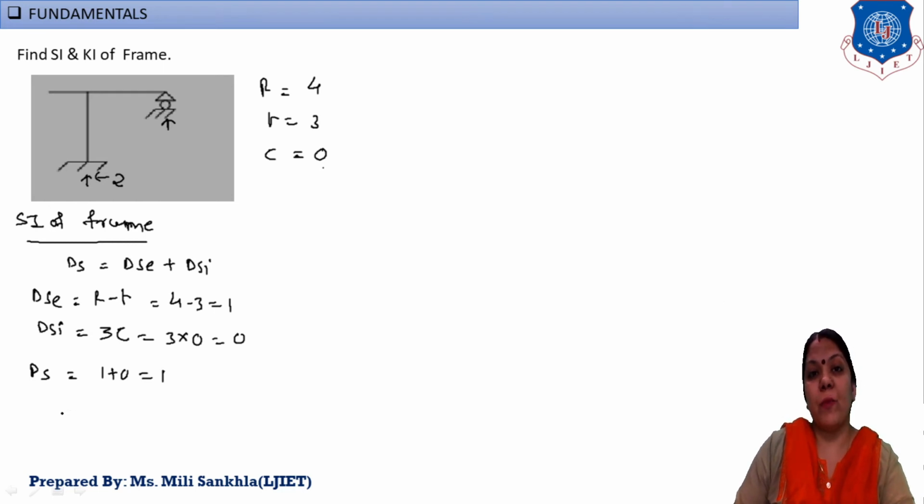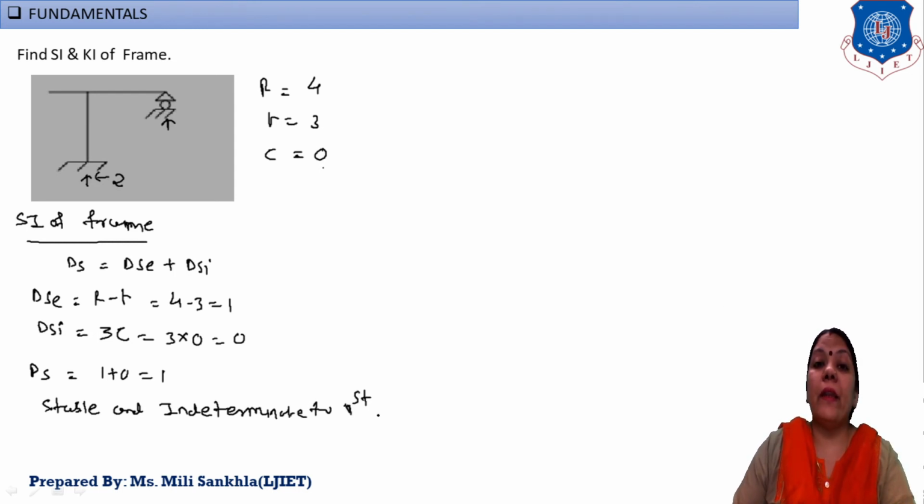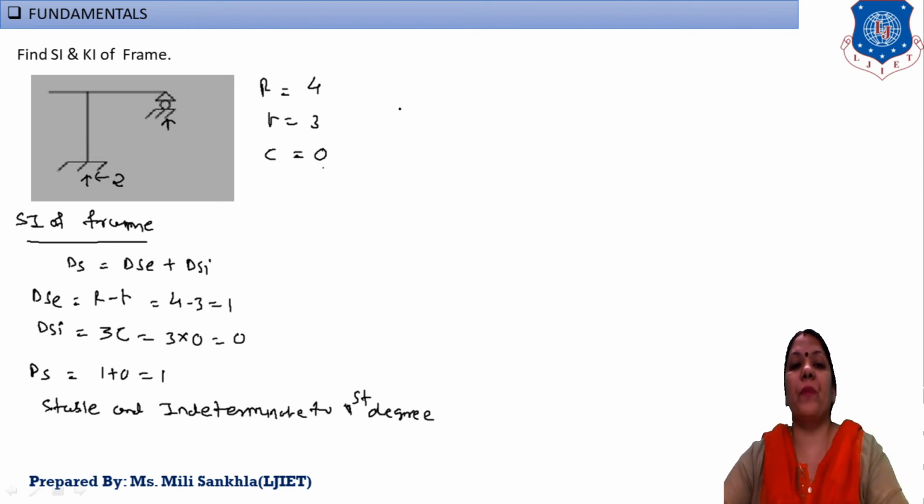Now what is the statement for this frame? Our answer is positive. So right here, the given frame is stable and indeterminate to first degree. Okay, here we write down stable and indeterminate to first degree. Now second heading, KI of frame.